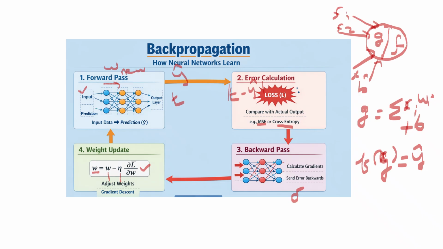This will happen again and again until one of two conditions is met. Either there will be no loss. If there is no loss, we can stop the forward pass and backward pass. Otherwise, the maximum number of iterations is reached. In this condition also, we can stop this algorithm. So these are the two ways to stop this algorithm: either there is no loss, or the maximum number of iterations is reached.